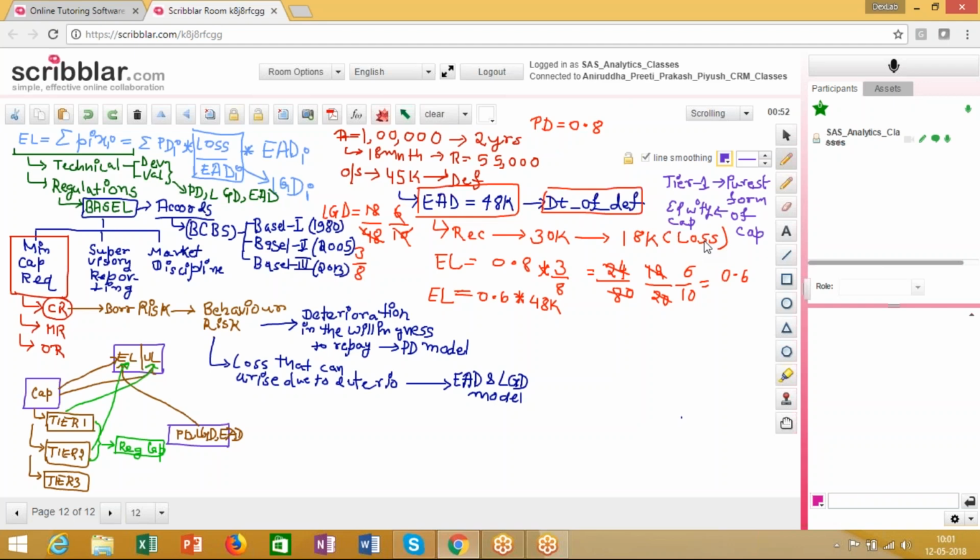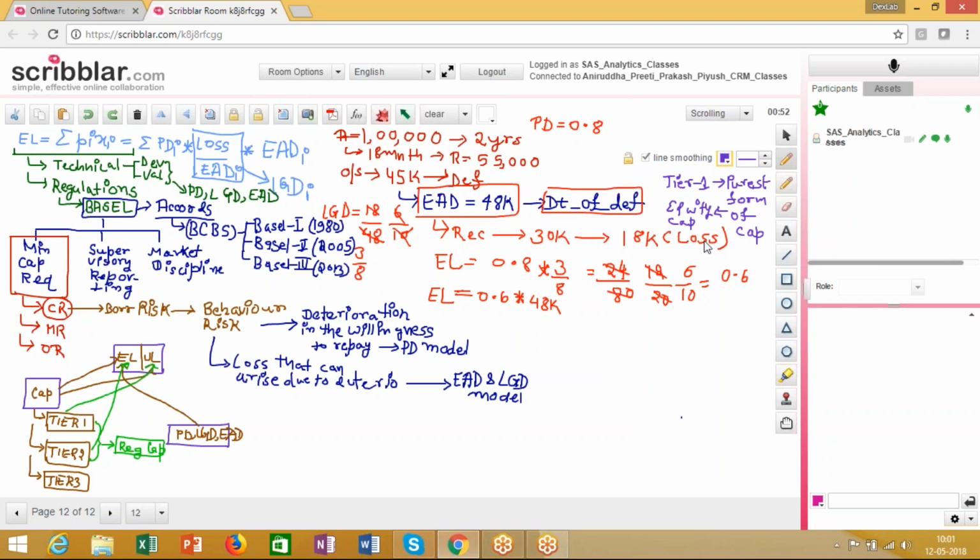Okay. So Anirudh has a question over here. He's asking, can you give us an idea about tier one capital? Great. So before I move on to tier two capital, we'll discuss tier one capital slightly more, and then we'll go into tier two capital.